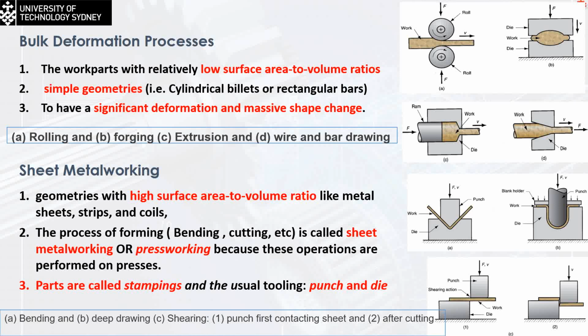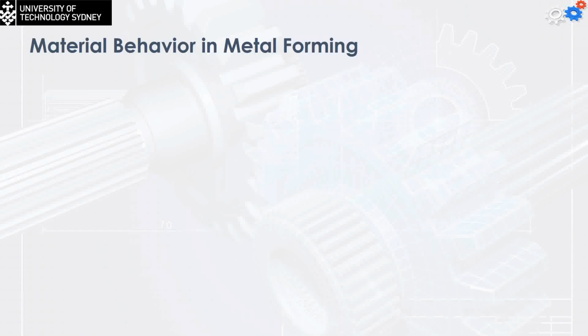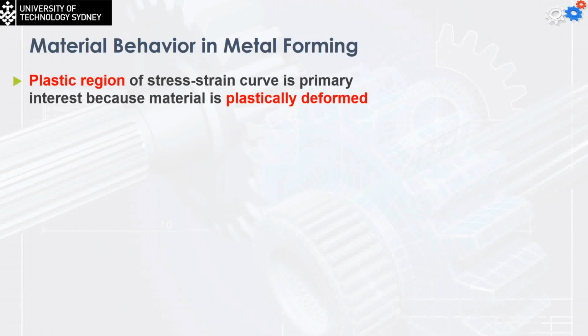The material behavior in metal forming. Usually the material is in the plastic region of the stress strain curve, which is of primary interest because the material is going to be plastically deformed. So all the work should pass the turning point, the one we mentioned earlier, to go from the elastic zone to the plastic zone.